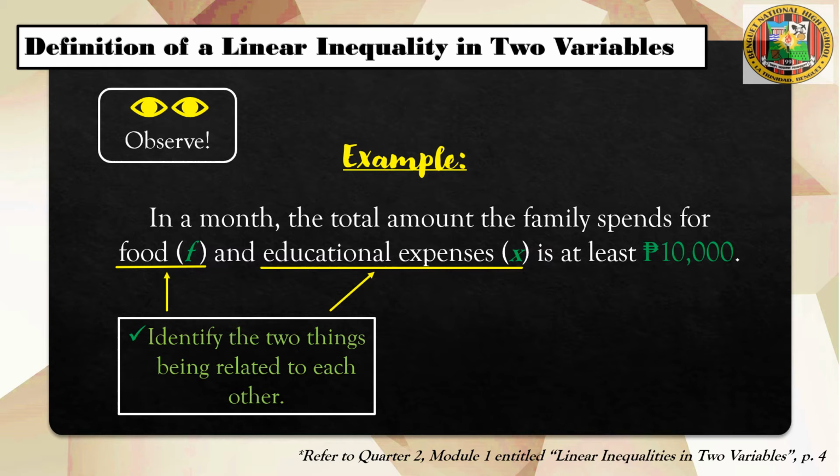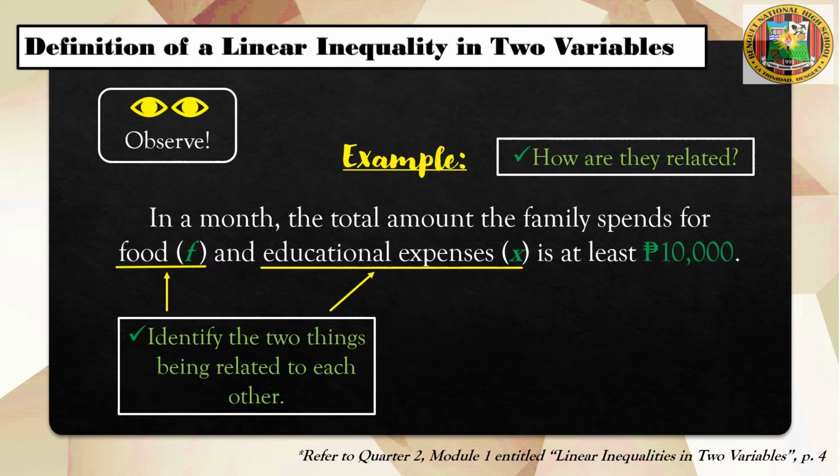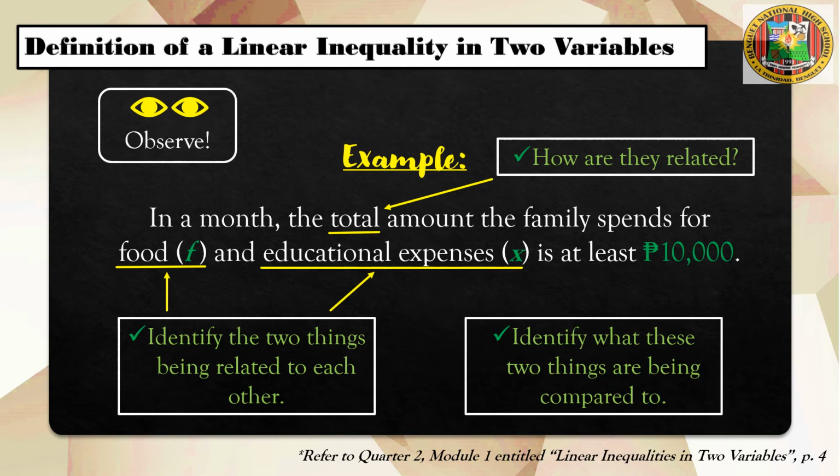Next, we read the problem to see how the two variables are related. The word total from this phrase means that the food and educational expenses will be added together. Finally, we identify what the two quantities are being compared to. The situation says that the total amount that the family spends should be at least 10,000 pesos, meaning the amount can be exactly 10,000 pesos or more.